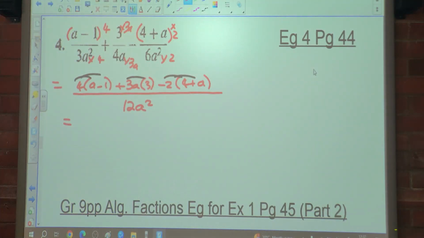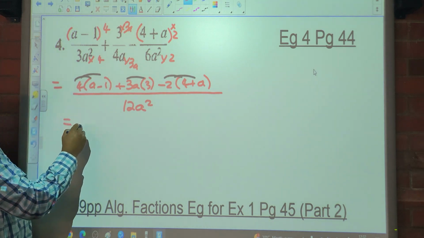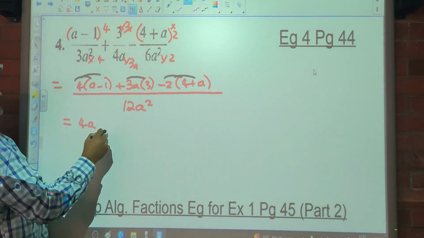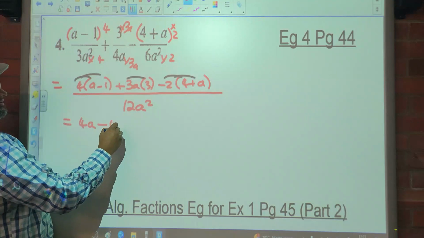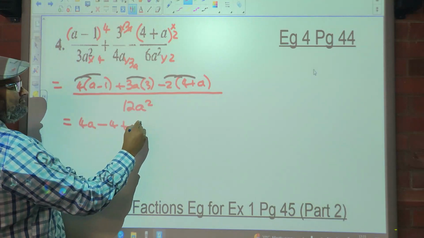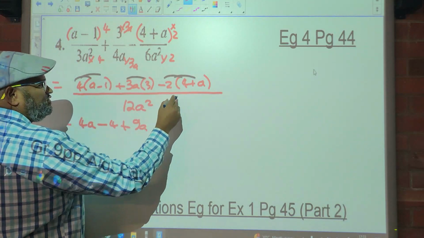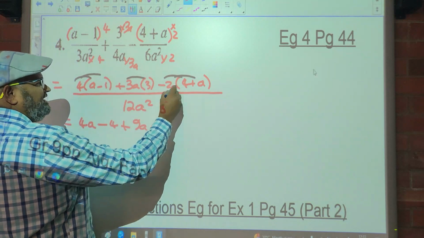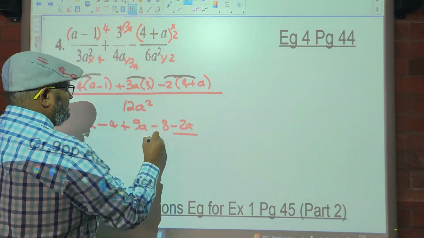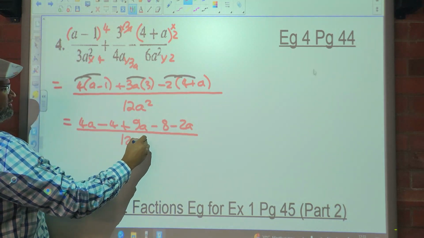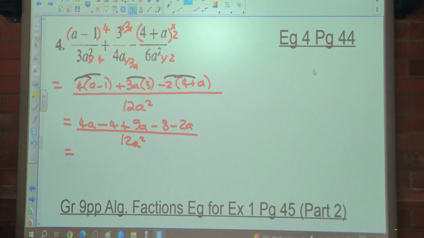Okay? So multiply, what do we get? 4 times a? 4a. 4 times negative 1? Negative 4 plus. 3a times 3? 9a. Negative 2 times 4? Negative 8. Negative 2 times a? Negative 2a. And this is all over 12 squared.